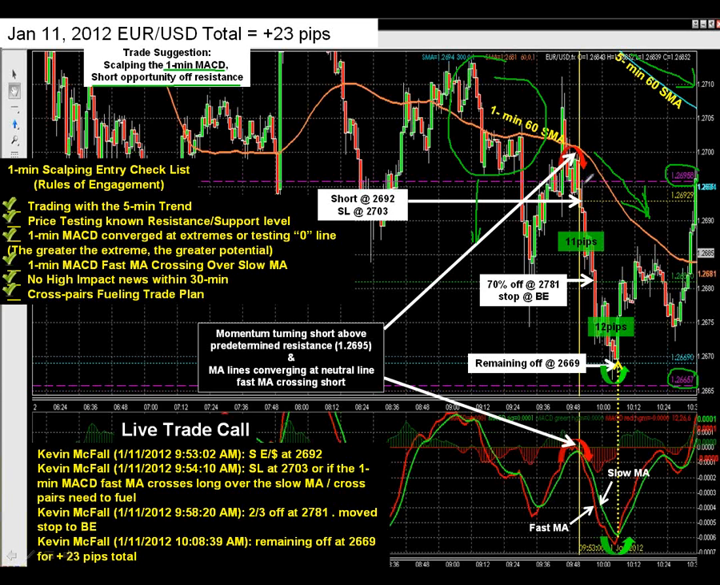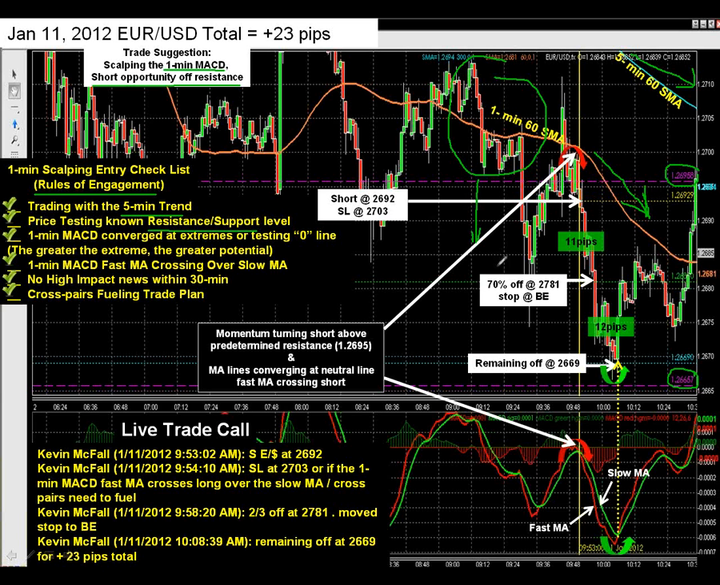And the best way of doing this in a logical manner is to use our rules of engagement. This is a checklist that I send all of my clients as well. So the first thing we do is, are we trading with the 5-minute trend line? Well, yep, we've already identified that we are. And is price testing known resistance or support? Yep, we identified that too.